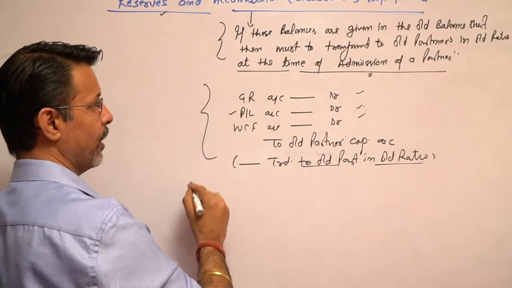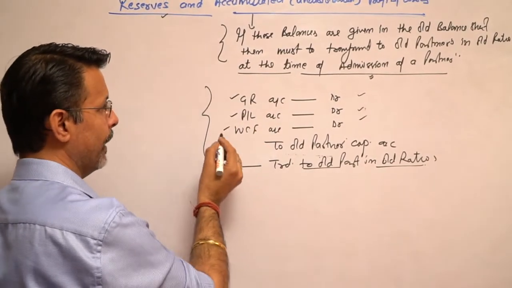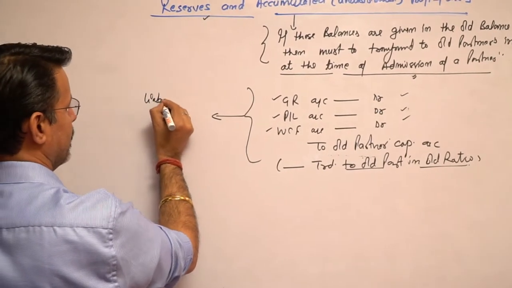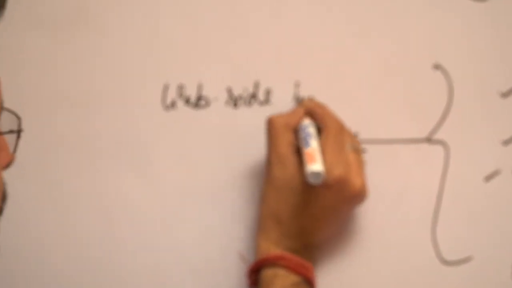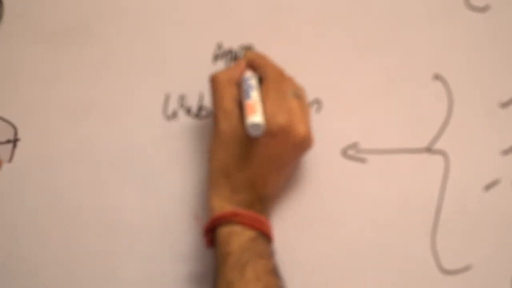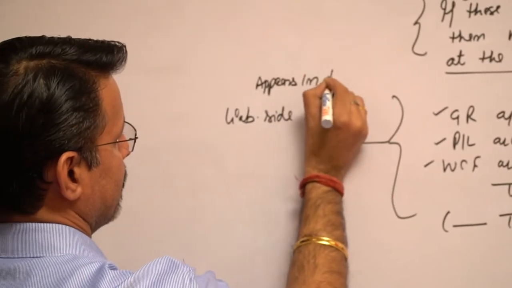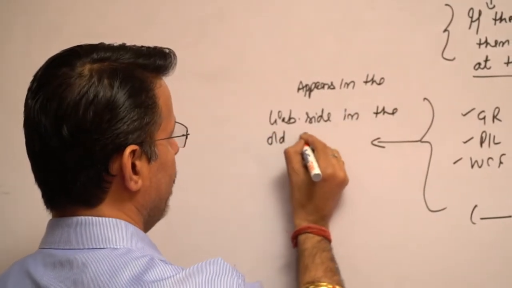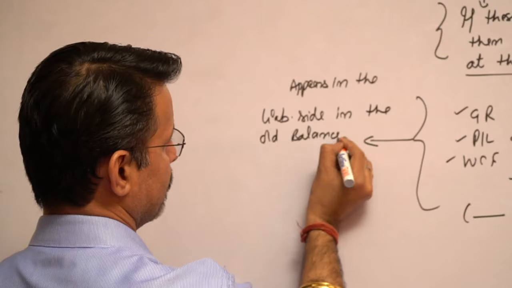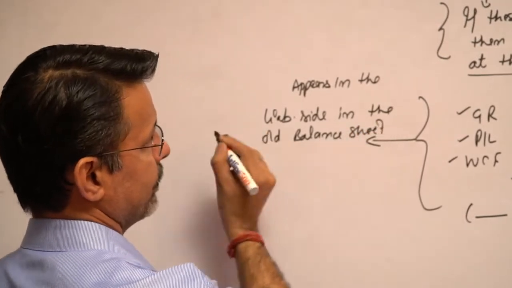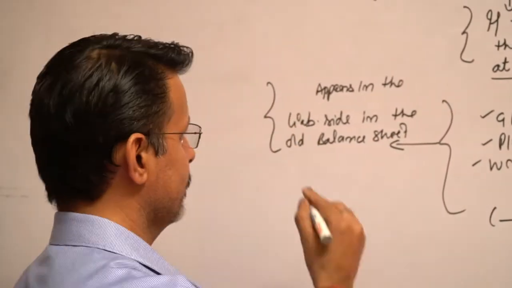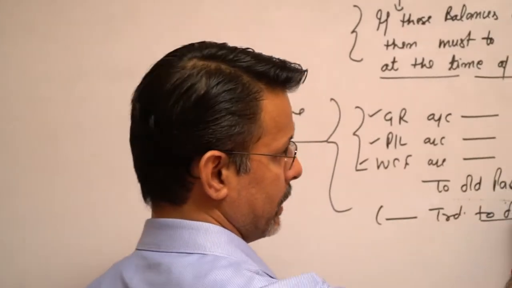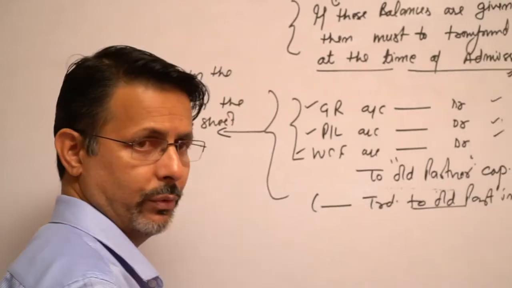P&L, undistributed profit, reserve: these balances appear on the liability side in the old balance sheet. Fine. And they are transferred to the old partners in the old ratio.